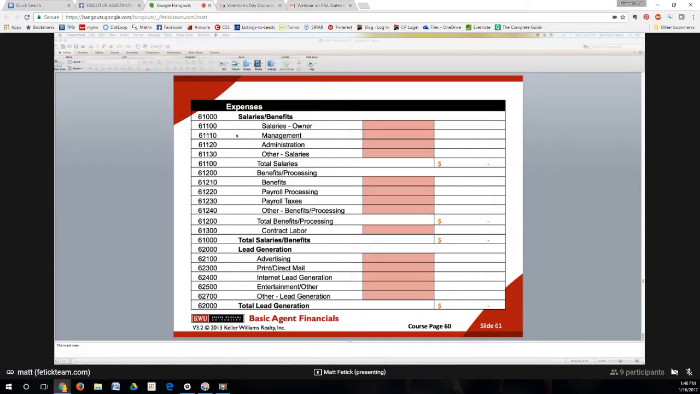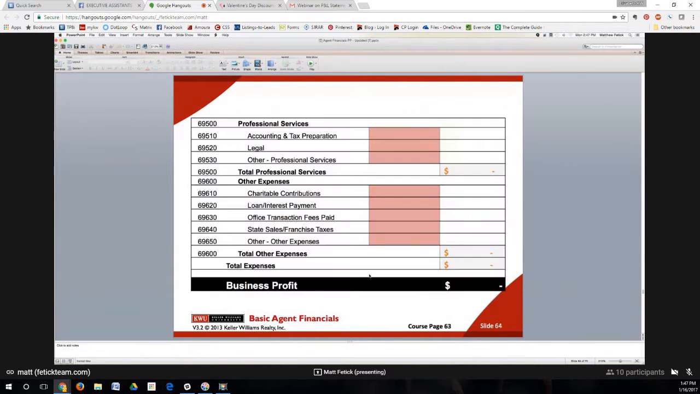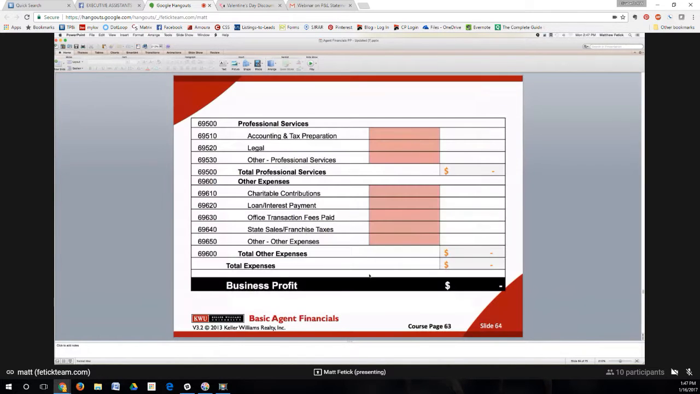61,100, 61,110, right? So you run these all in here, and then you have your 61,000 total again. And so all of your operating expenses continue on just like that. We're going to continue on, down you go. So as you go through, then you get to your total expenses, and then you take your gross profit less your total expenses, now gives you your business profit, which is everything before taxes. So it's all of your income before taxes.